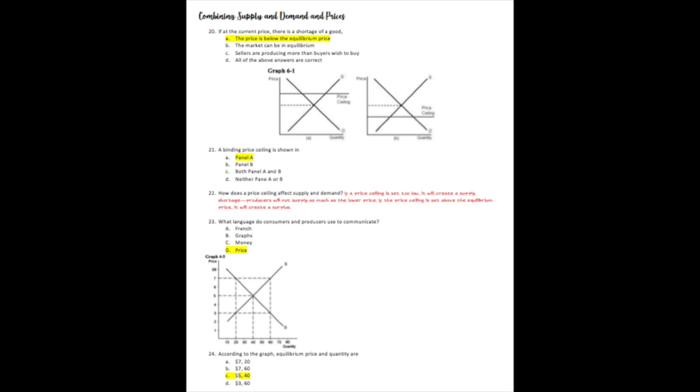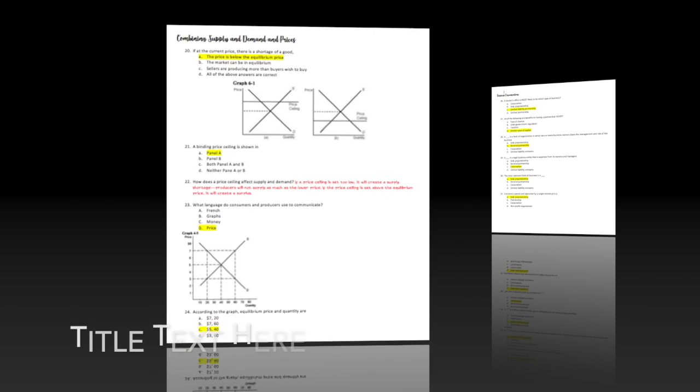Alright, number 24, according to the graph, you have to look at that graph right there. You see that you have a supply line and a demand line, and it's asking you where is the equilibrium point. Equilibrium point is where they meet. So where do they intersect on that graph? And the answer is at $5 in price and $40 in quantity. Number 25, according to the graph, that's very straightforward. I don't feel like I have to go over that.